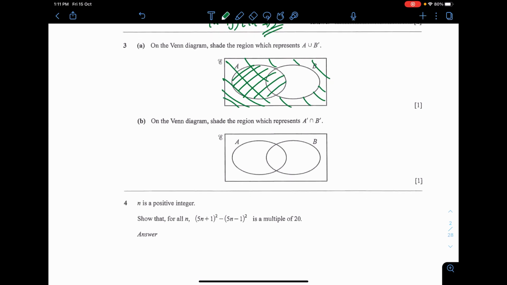3b, shade the region of A complement intersect with B complement. Now, A complement is everything outside of A. Now, for B complement, let me use a different color. B complement is outside of B, so I'll just shade it in a different direction. The reason I shade in a different direction usually is that I'm using pencil in the O-Level, so I will not be able to distinguish between colors.